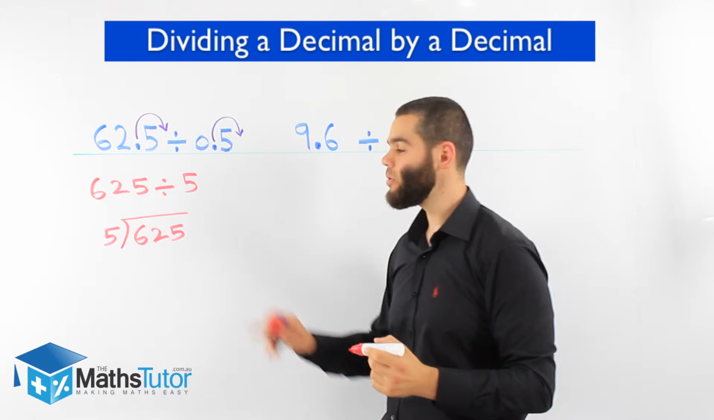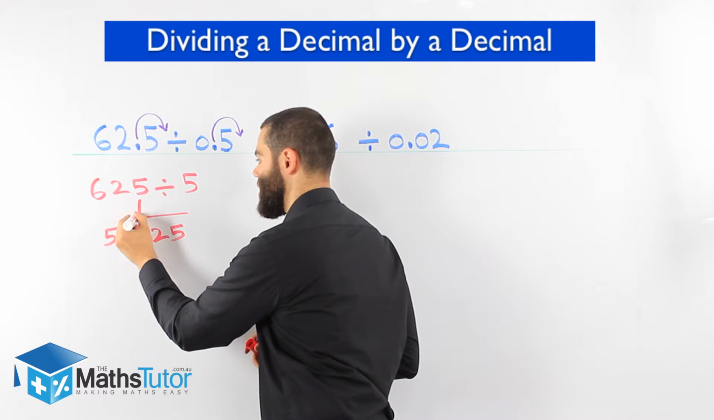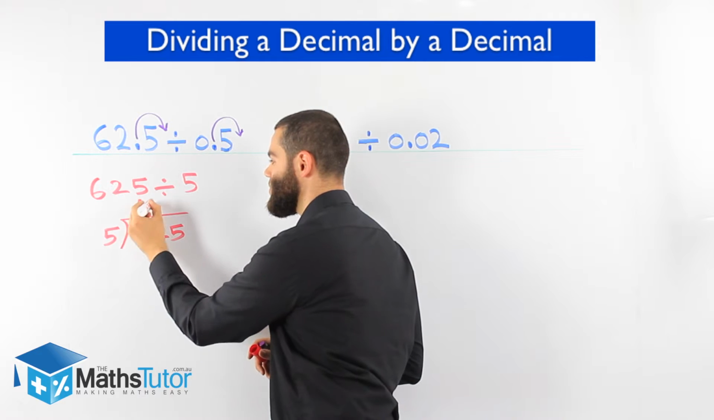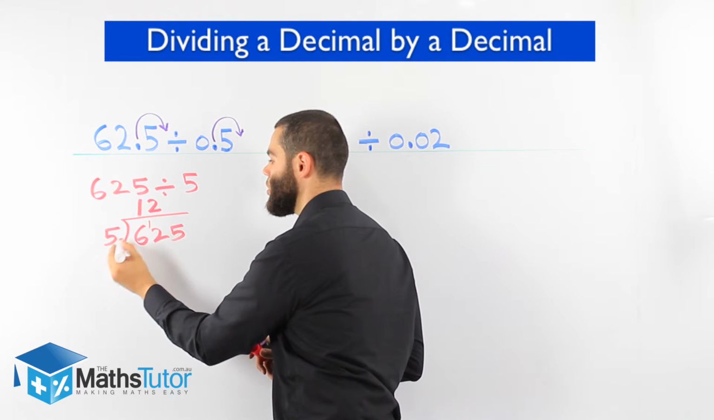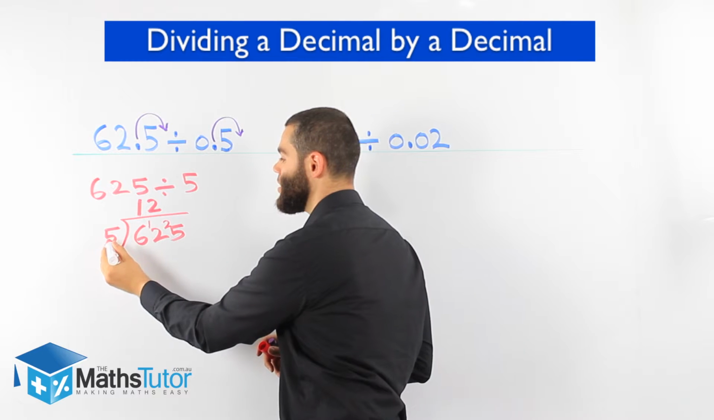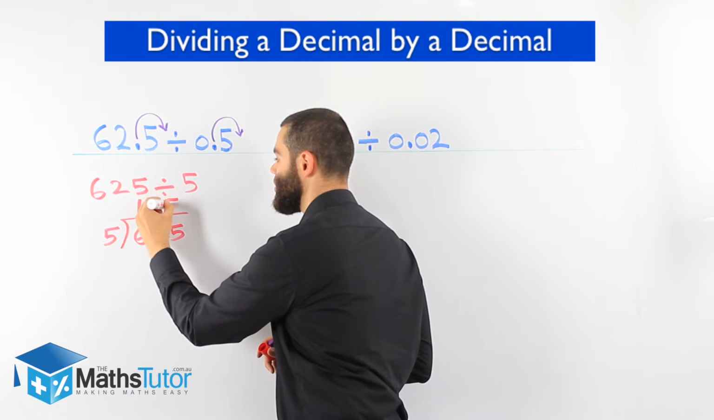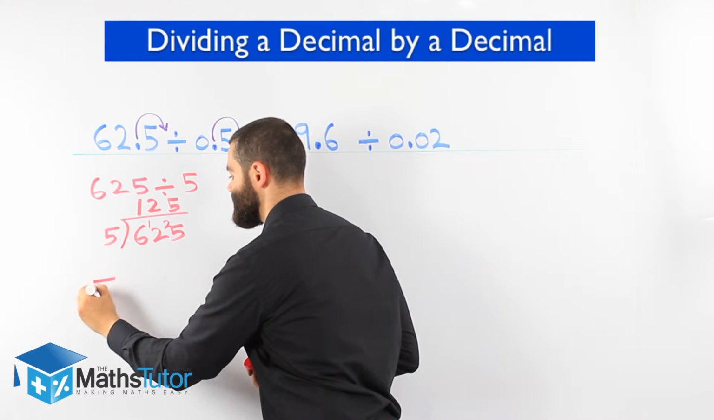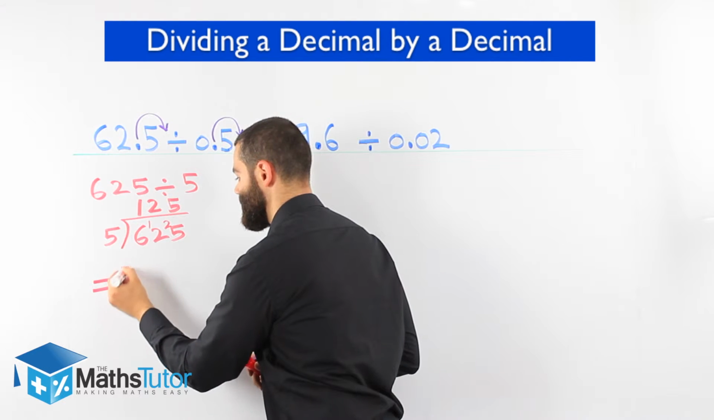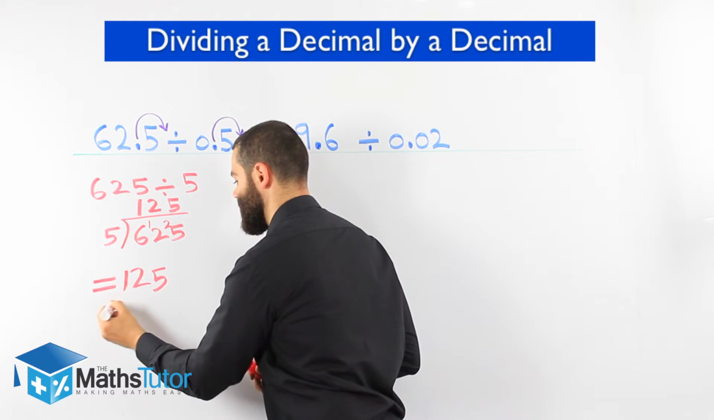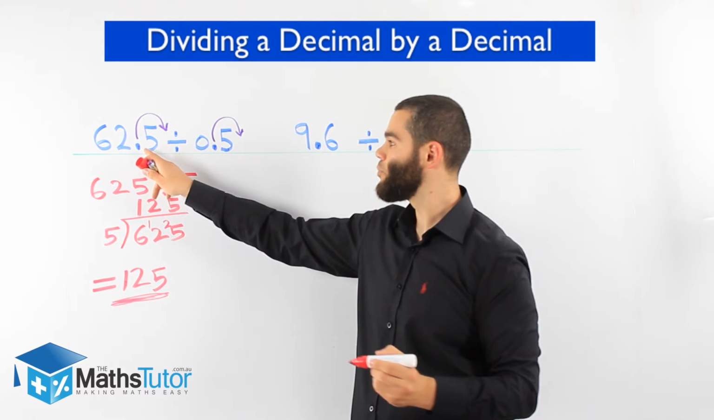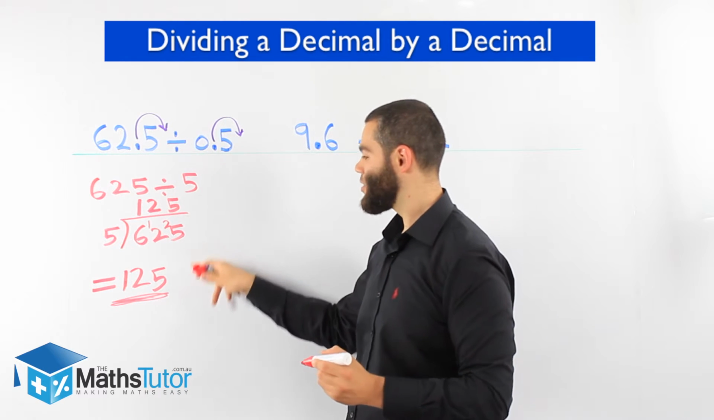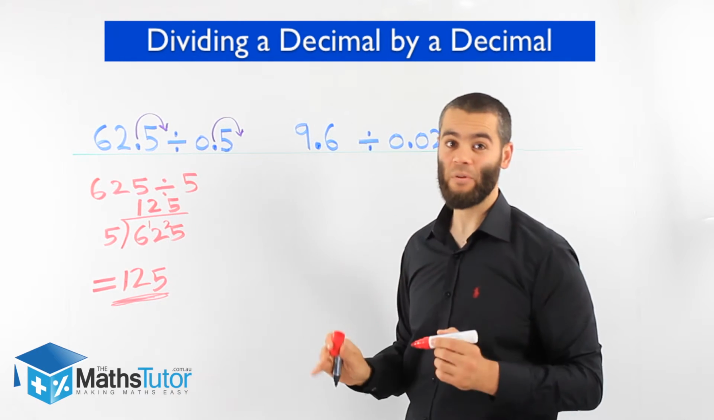How many now? Simple. How many 5s go into 6? 1. Because there's a remainder 1 now. How many 5s into 12? We have 2, remainder 2. How many 5s go into 25? 5 goes into 25 5 times. So our answer is 125. So 62.5 divided by 0.5 is 125. When you look at the question, look at the answer, you think, whoa, what a big difference. But that's how it is.